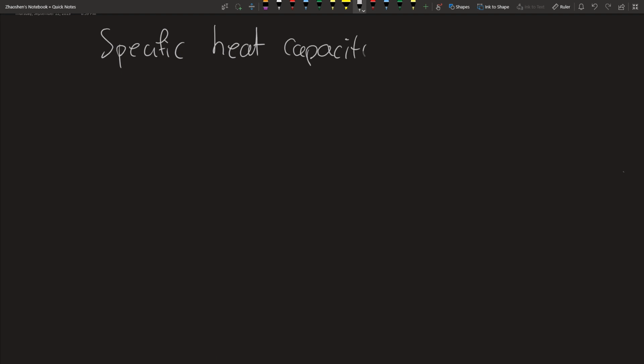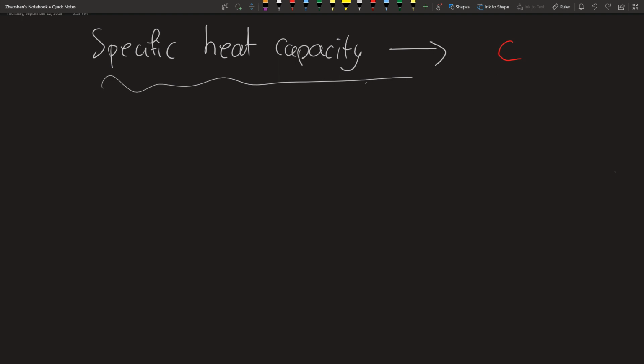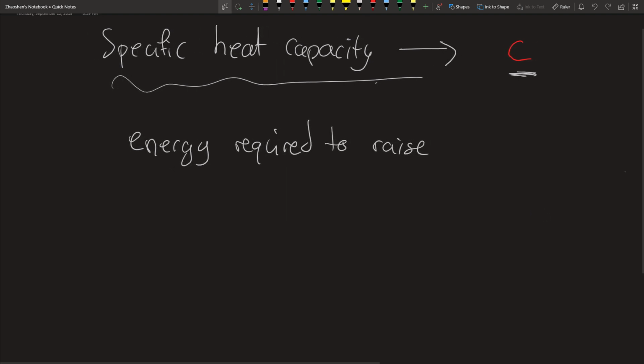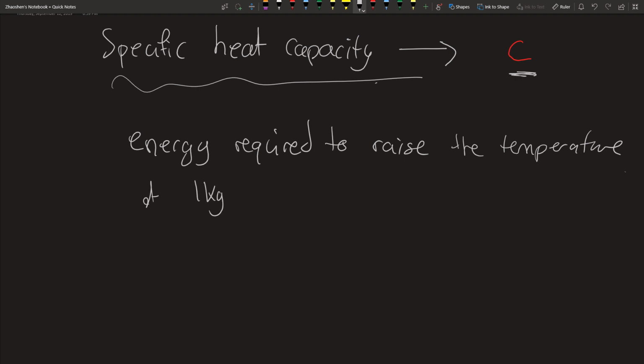Capacity of some substance. We denote specific heat capacity by small c. Okay? So we know that c is the specific heat capacity. But what is specific heat capacity? It is the energy required to raise the temperature of 1 kilogram of a substance by 1 Kelvin.